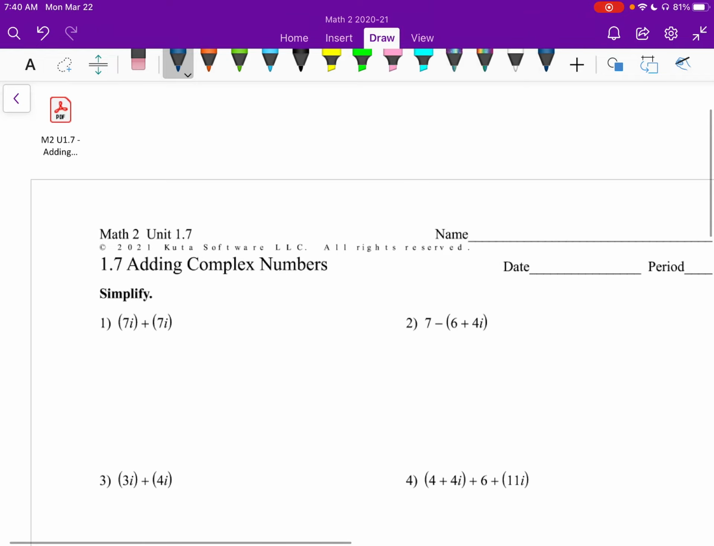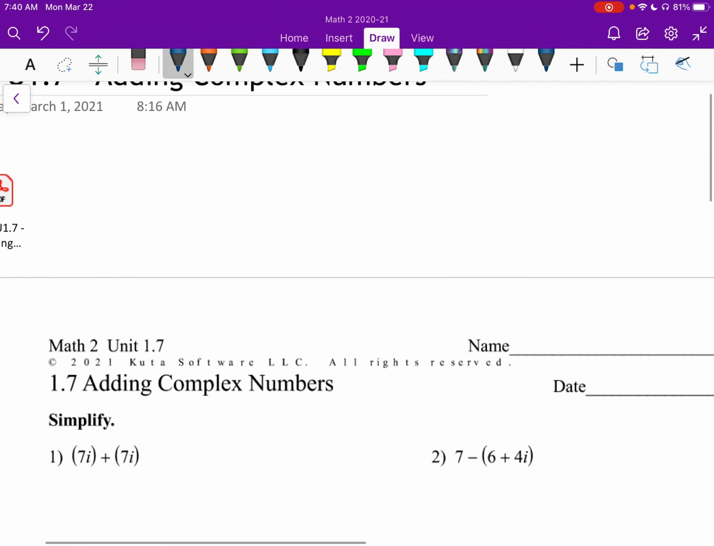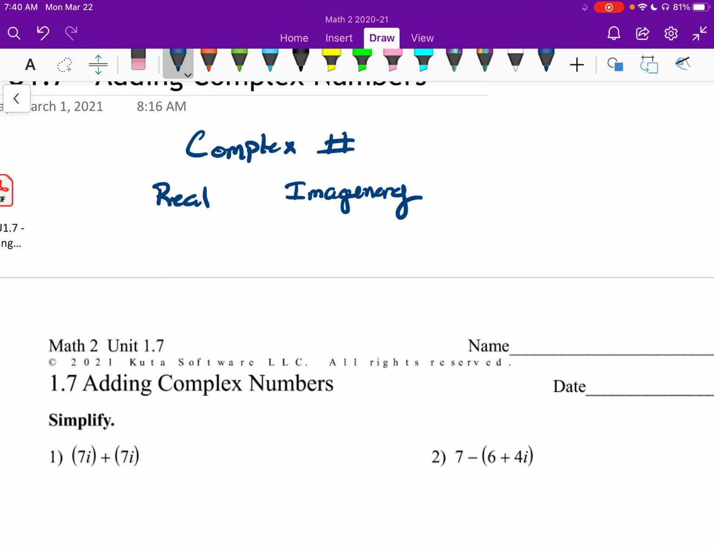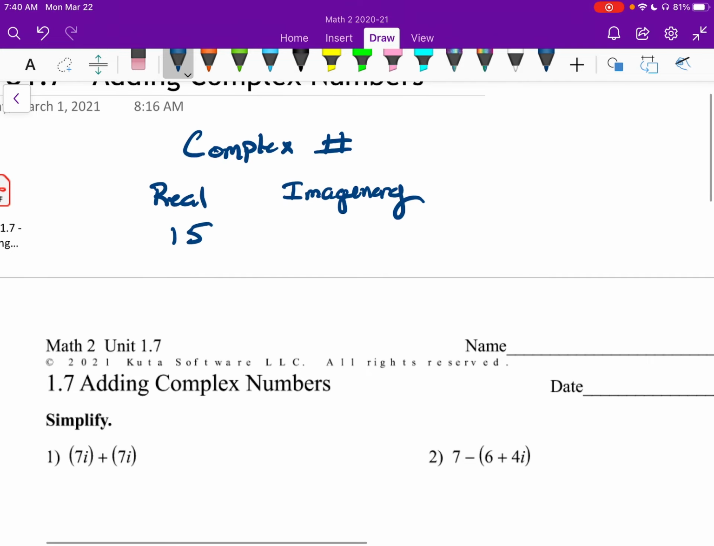Now, I don't know that I went over this in the last one, but we have complex numbers. They have a real and an imaginary part. The real part is a number, like 15. The imaginary part is something with an i. So we could say like 12i, right? The 15 is real, the 12i is imaginary, and together they make a complex number, right?